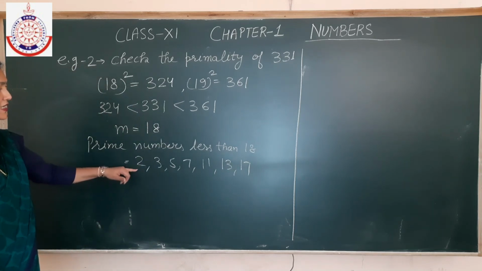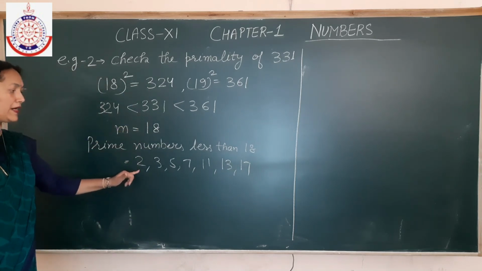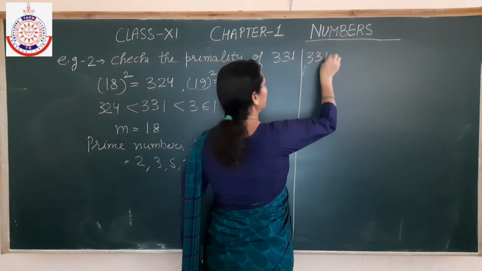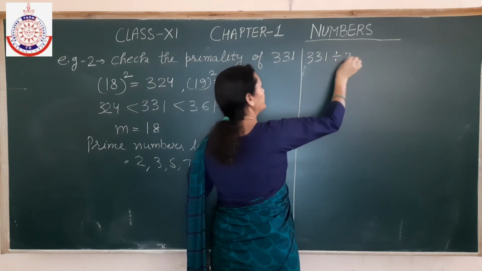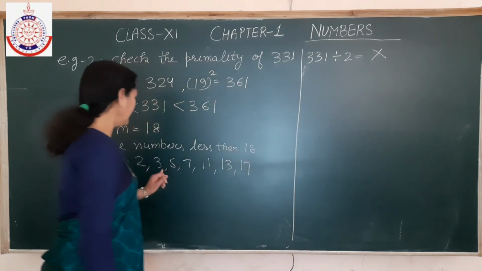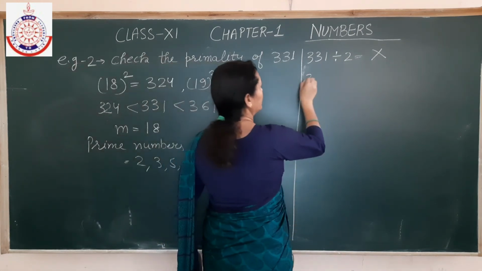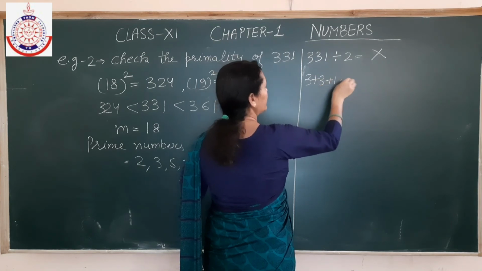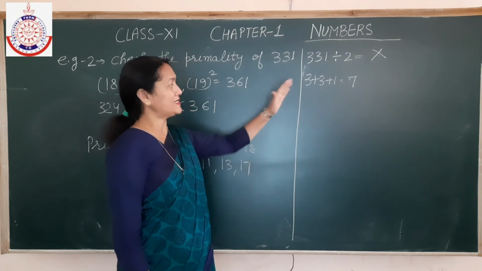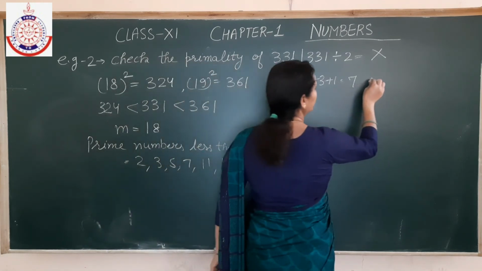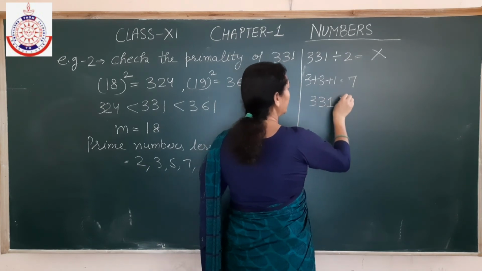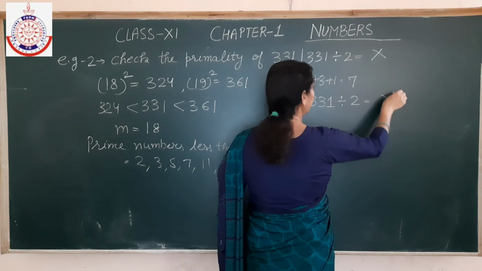Now one by one we will check whether 331 is divisible by all these prime numbers or not. 331 divisible by 2? As it's an odd number, not possible. Then with 3: 3 plus 3 plus 1 is 7. You must know the divisibility rule of 3. 7 is not in the table of 3. So 331 is not divisible by 3.